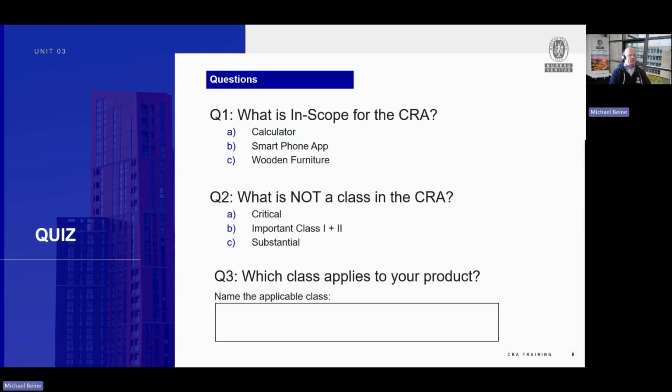I see already a lot of questions popping up. Let me first put my questions, and then I'm open to look into the questions from the audience. So first of all, my first question is, what is in scope of the CRA? Is it the calculator? Is a smartphone app in scope? Is it B, or is it C, wooden furniture?